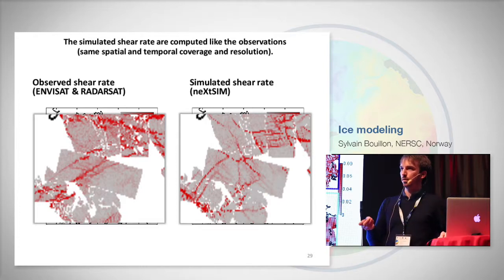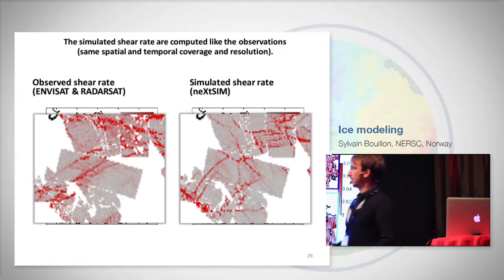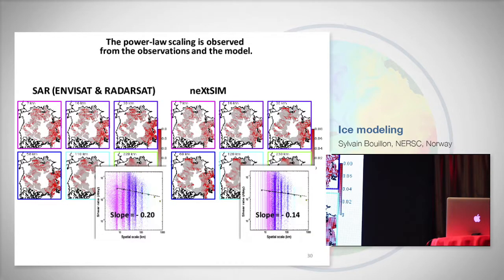And then to have a better understanding of the differences between the observation and the model, what we do is a scaling analysis. So we compute the deformation at different scales, and what we look at is the statistics. So we compute the mean value at 7, 16, 30, and so on, up to 200 kilometers. And from observation, we know that the mean value of the deformation decreases as a power law, so it's a log-log scale. It decreases as a power law to the scale of observation.